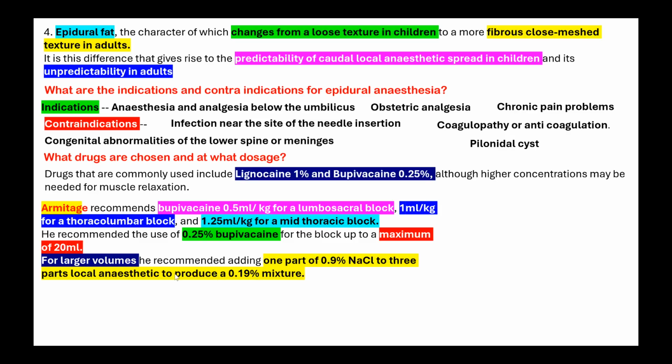normal saline to 3 parts of your 0.25% bupivacaine. So it will form a total of 4 ml. So 1 ml of normal saline with 3 ml of 0.25% bupivacaine. So this 0.25% in 3 ml, how many milligrams will be there? How do you get 0.19 percent?